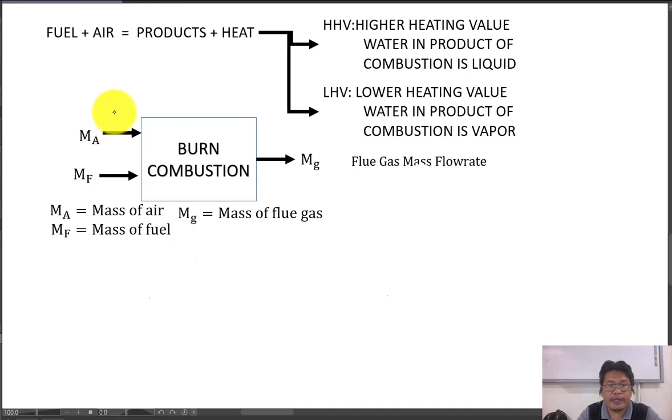What I have here is the fuel. I add it with air, and we have the products of combustion, then we have your heat. We have two types of heat: higher heating value and lower heating value. Higher heating value is defined as the heating value where the water in the product of combustion is in liquid form. For lower heating value, the water in the product of combustion is in vapor form. You will notice there is H2O, water, in the product of combustion.